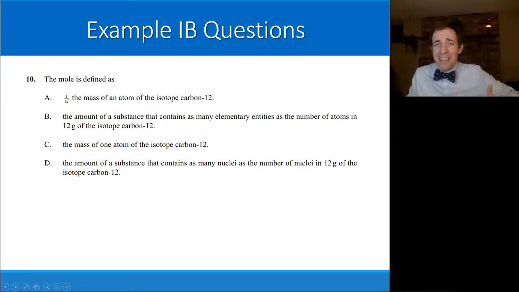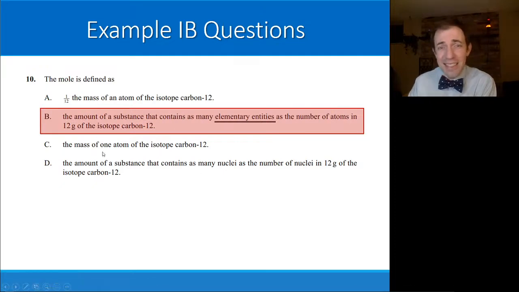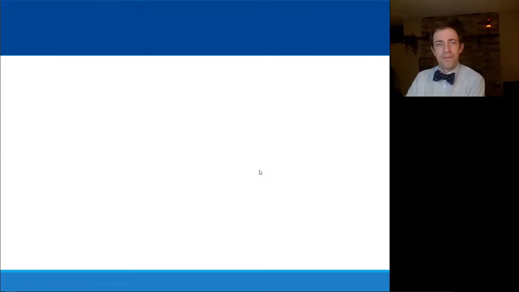Now, all of these are kind of dancing around the same idea, but a key feature here is this idea of elementary entities. This could talk about atoms, compounds, molecules, basketballs or moles of moles. The best answer here is B, that it is associated with the number of atoms in 12 grams of carbon-12, but it could be the amount of any substance that has that number of atoms or molecules.